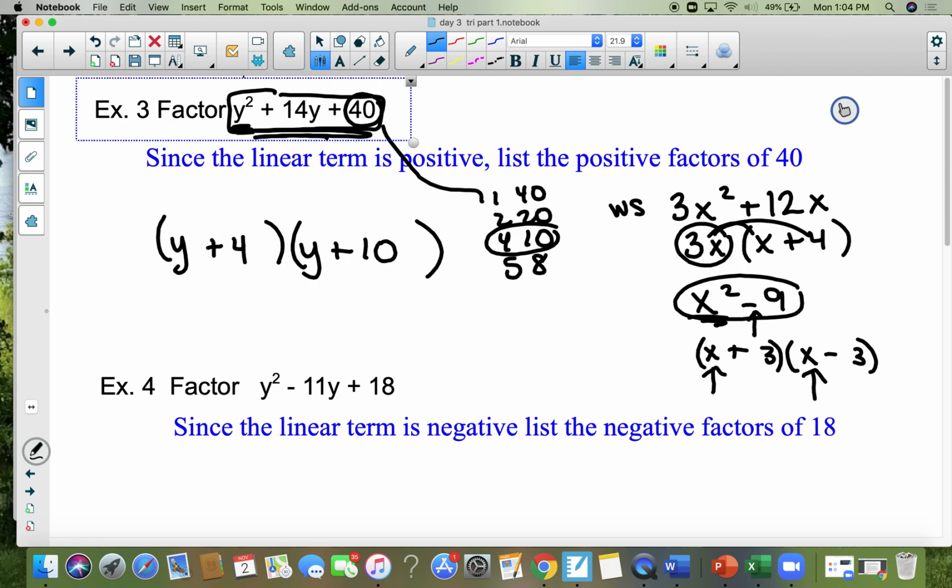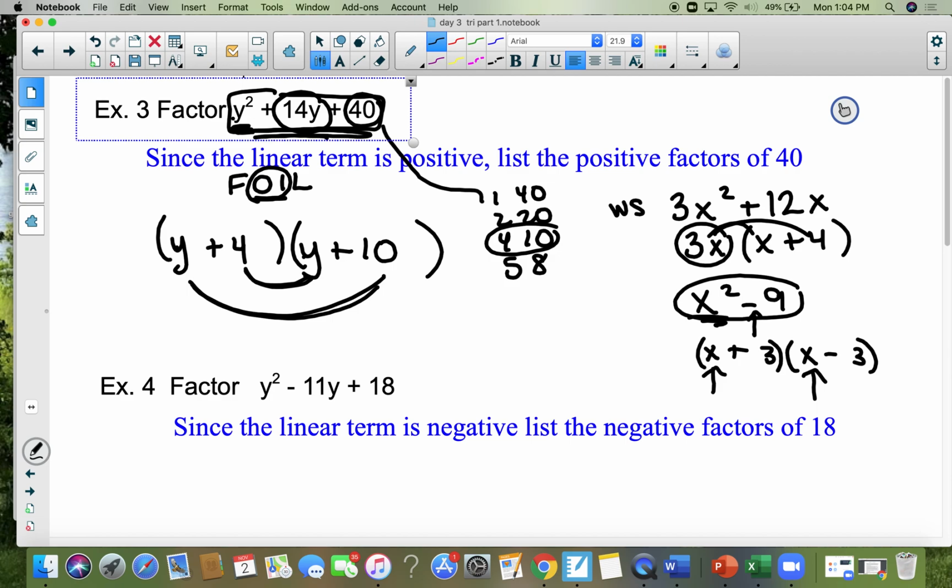And what I want you to do is check the OI. Remember I showed you the FOIL method? You don't have to check all of them. All I want you to do is check the OI part. The 4y and the 10y gives you the 14y. I don't ask you to check the first ones because y times y is y squared and 4 times 10 is 40. You just have to make sure that those two add up to 14 in the middle. So I'm going to be talking about the OI a lot in the next couple of sections.